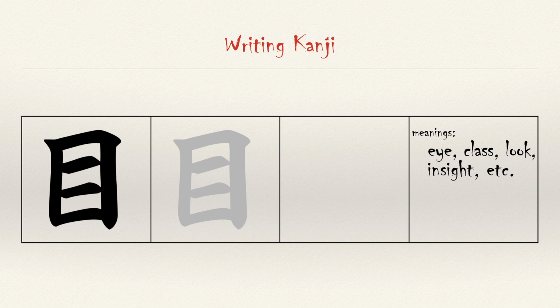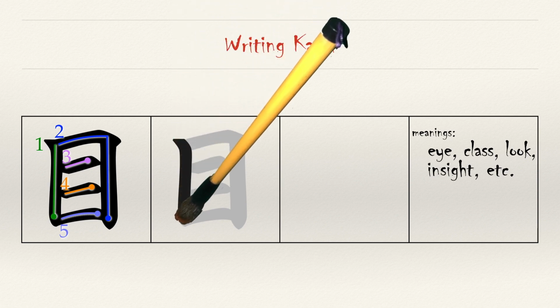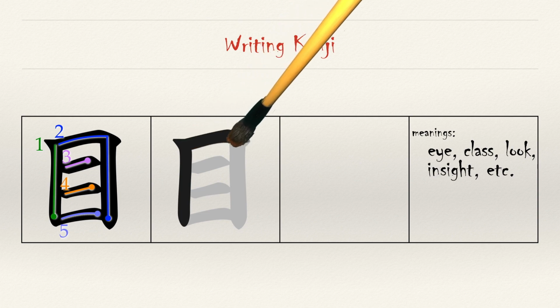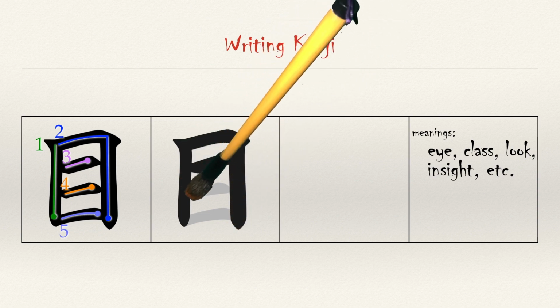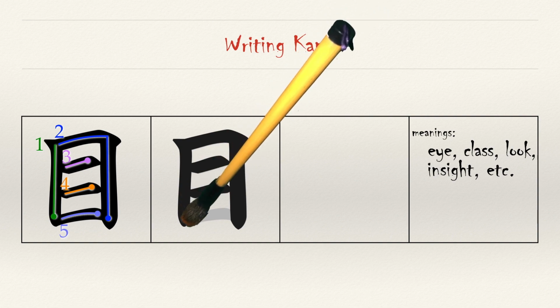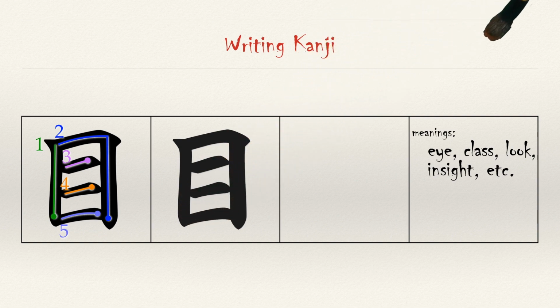All you need to do is add another stroke to nichi, or sun. Strokes 1 and 2 are the same as nichi. Strokes 3 and 4 are the small horizontal strokes inside, and stroke 5 closes off the bottom. Let's walk through this character together now. Strokes 1 and 2 form the framework of the figure. Strokes 3 and 4 are inside, forming the iris of the eye, and 5 is the bottom stroke.